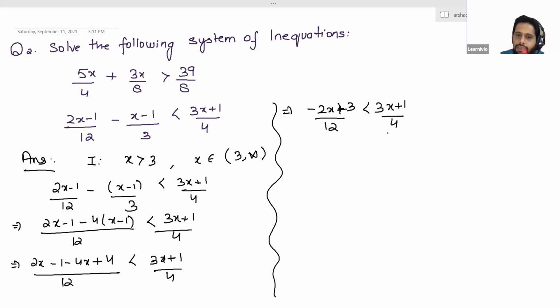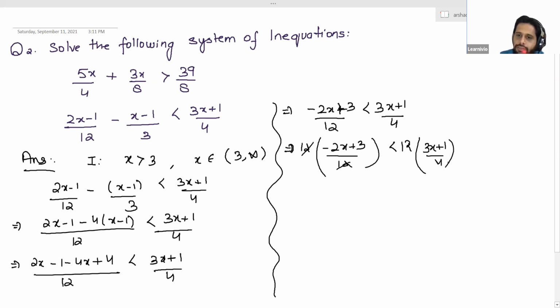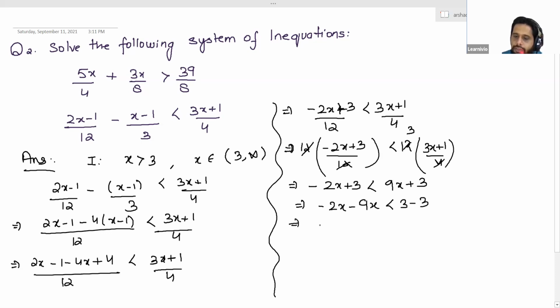We can multiply both sides by 12. So (minus 2x plus 3) by 12 is less than 12 into (3x plus 1) by 4. The 12 cancels, and on the right we get 3. This becomes minus 2x plus 3, less than 9x plus 3. Shift the 9x to the left side and you will get minus 2x minus 9x, less than 3 minus 3. So we get minus 11x less than 0.